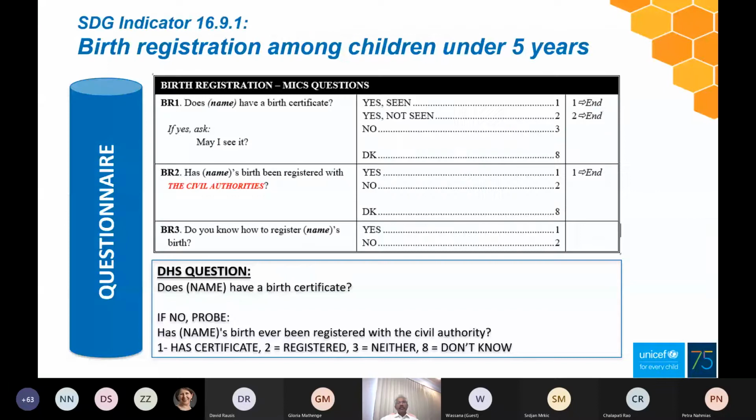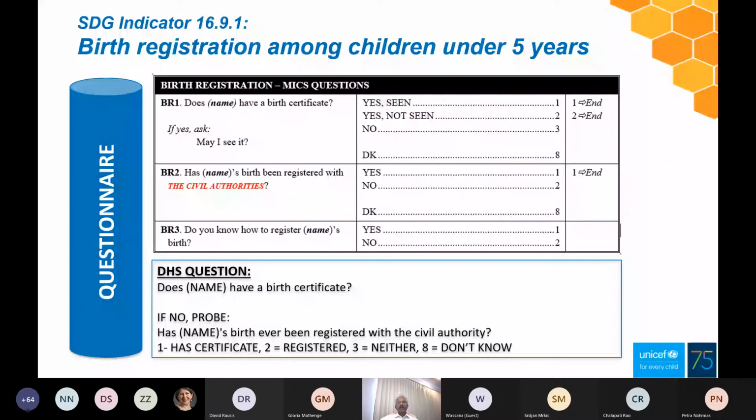And birth registration, I think we all know that it is the SDG indicator 16.9.1, and it is basically trying to measure the birth registration among children under 5 years. The questions asked or included in the survey are very simple, and they are not very complicated. These also evolved over a time period, and I have just included them to give an impression of what is included in the survey questionnaire from the MICS as well as the DHS.